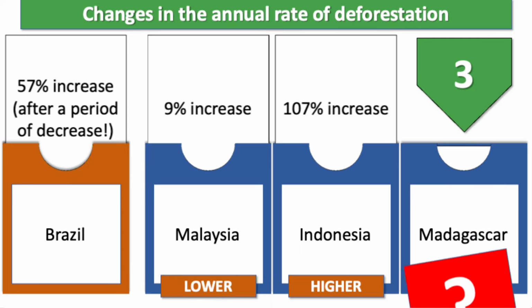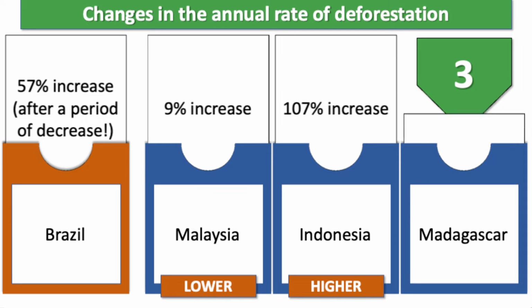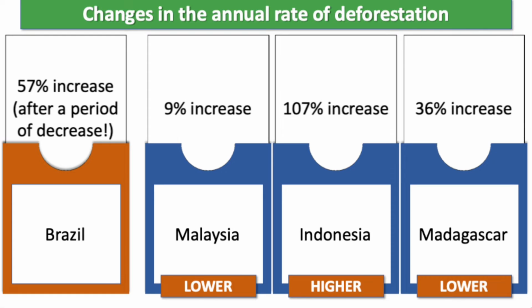Right, our last country is Madagascar. So part of Africa, just off the southeast coast. Have they seen a higher or lower change in the rate of deforestation? And has it increased or has it gone down? They've had a 36% increase, which, although obviously is worrying, it's a lot lower than Indonesia.